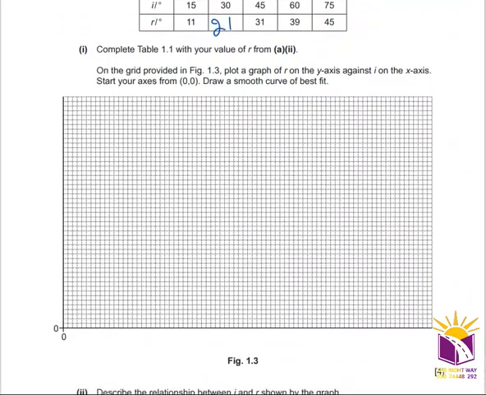Now on the grid provided in figure 1.3, plot a graph of R on the y-axis against I on the x-axis. The graph starts from 0, 0. First of all, we are going to give the values to our x-axis and y-axis. For our x-axis we have to go up to 75.